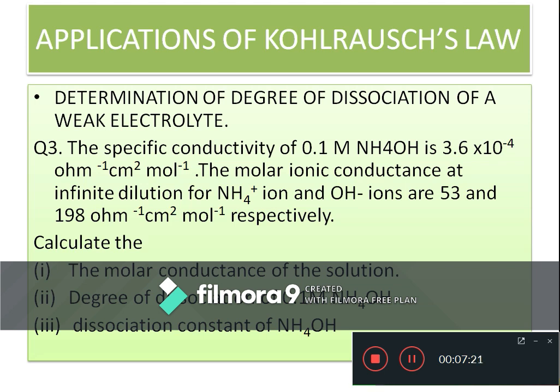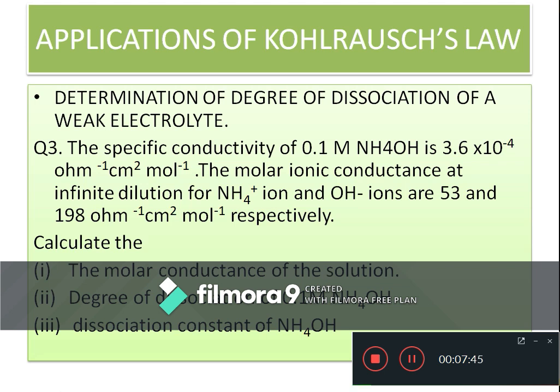Here the unit is supposed to be for specific conductivity. I think an error is there; ohm inverse, centimeter inverse will come. Okay, the molar ionic conductance at infinite dilution for each ion, ammonium ion and hydroxyl ion, are given. Calculate the molar conductance of the solution, degree of dissociation alpha, and dissociation constant of the base Kb. So what do you have to find? We have to find the molar conductance of the solution. It's so easy to find out.